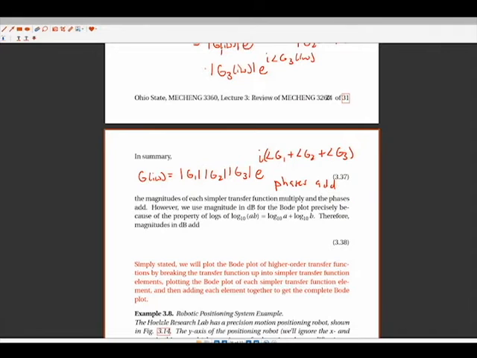Phases add, magnitudes multiply, but we are always using decibels when we plot Bode plots, and that's a logarithmic transformation. So we can use the property that log of AB is equal to log A plus log B. If we express the magnitude in decibels, then our magnitudes add as well. So G of i omega in decibels is equal to G1 in decibels plus G2 in decibels plus G3 in decibels. So for Bode plots plotted in decibels, phases and magnitudes will both add. Okay, any questions on that?